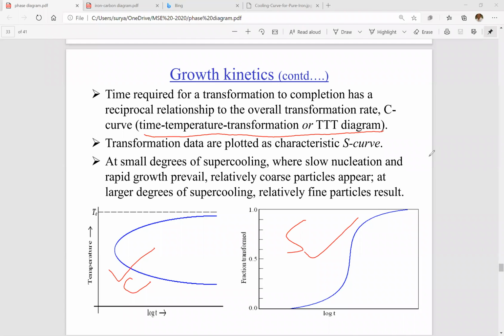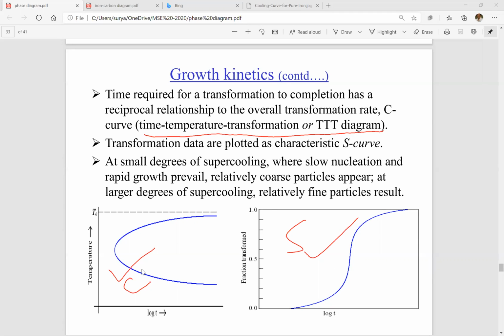When you're talking about the growth kinetics or the growth of the nuclei, generally two types of grain structures will be found: one is the coarse grain and the other is the fine grain. This curve is against temperature, against change in log T. Again, this is the fractional transformation against log T. These two diagrams are the S curve and the C curve.